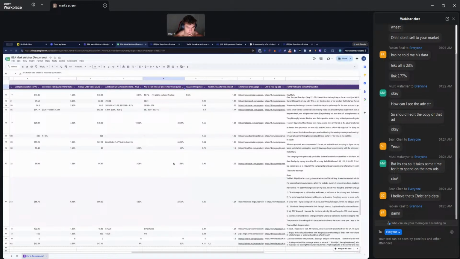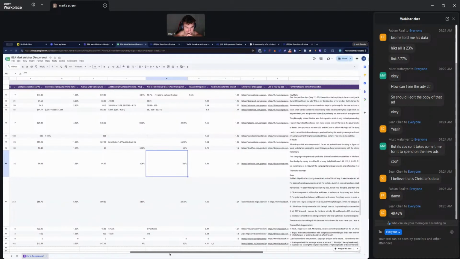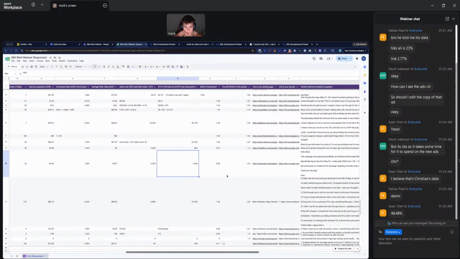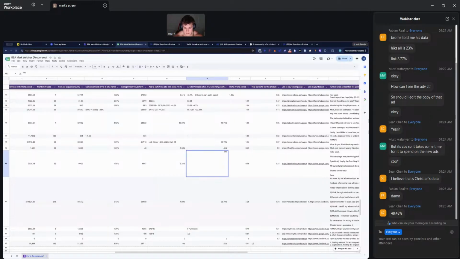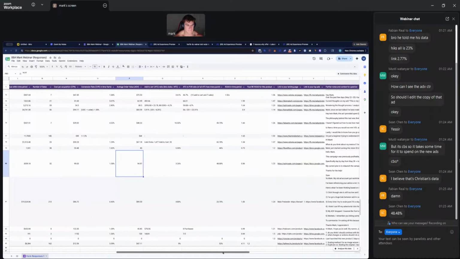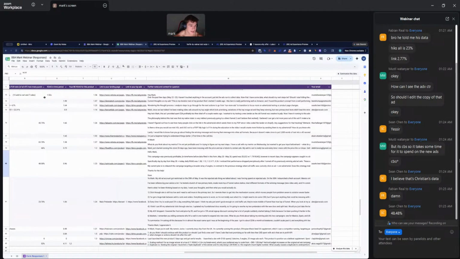Just so you guys are aware, that's of all the people that added to cart, how many purchased? These two numbers can't coexist. 48%. Okay, cool. And then this one is probably accurate. This is out of all the people that landed on your main landing page right after you drive traffic there, how many of them add to cart? Holy shit, that's crazy.